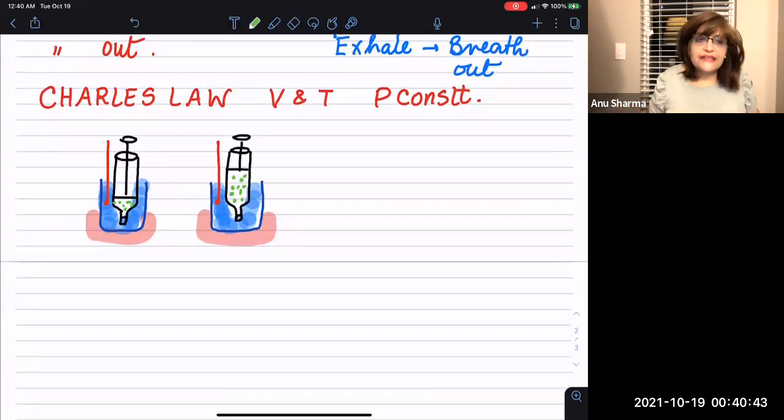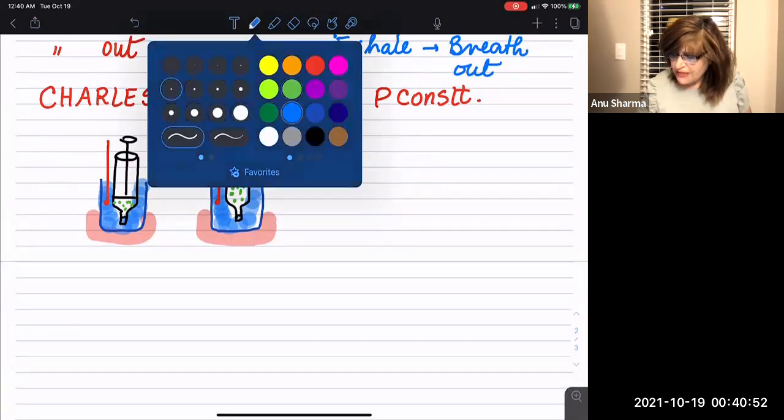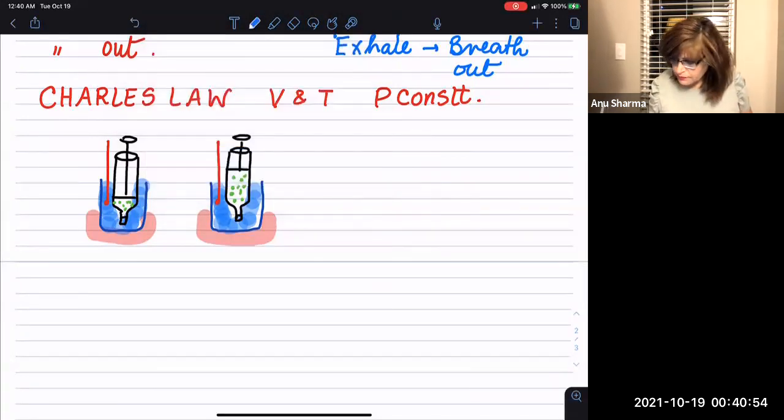Okay, so here we have this setup. In situation 1, the temperature is very low, and we have started heating it. So what we see is that there's a certain volume the gas has. And as you increase the temperature, the temperature reading rises and the piston also moves up and up and up. If you continue to heat it, it's obviously going to pop out and explode.